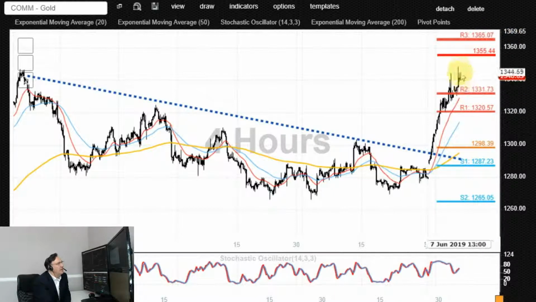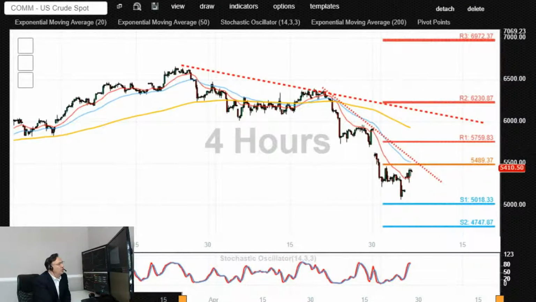Alternatively, if we see a corrective pullback and end of day close below 1320, that would negate the current intraday bullish outlook, potentially indicating a deeper retracement towards 1310, 1298, possibly even 1287 to the downside. Lastly, let's take a look at crude oil.